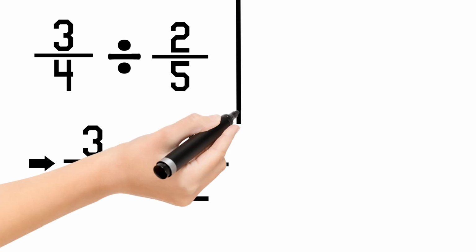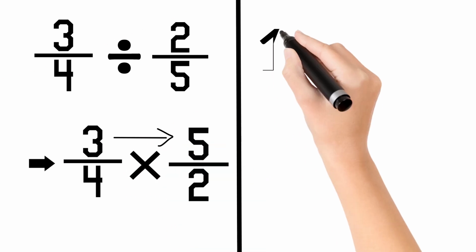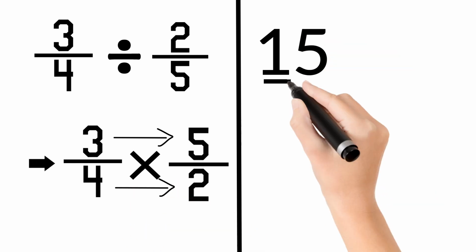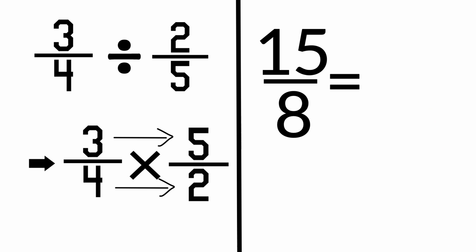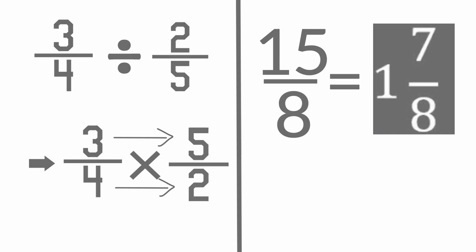Now we multiply normally. 3 times 5 gives 15. 4 times 2 gives 8. Our final answer is 15/8, which we simplify to 1 and 7/8.